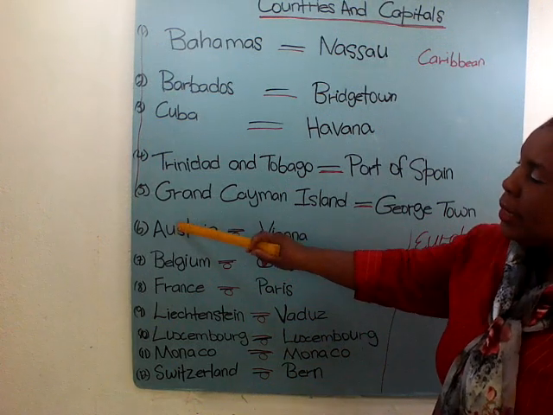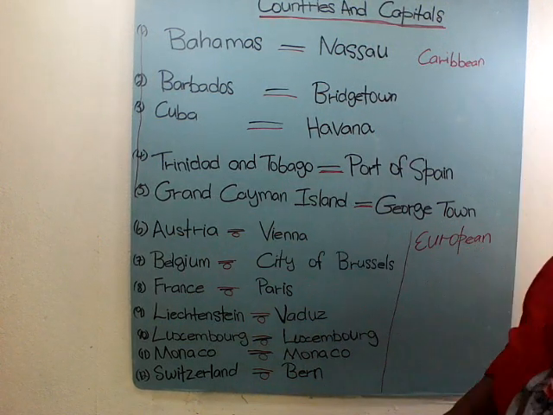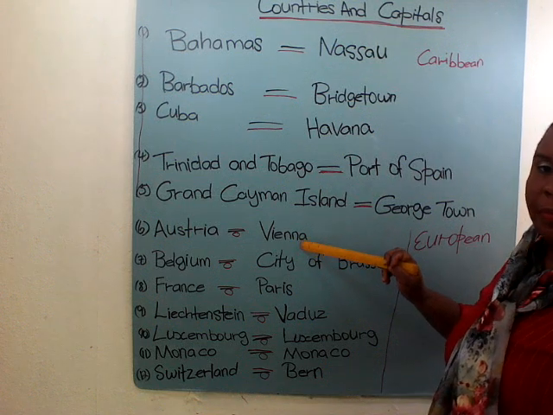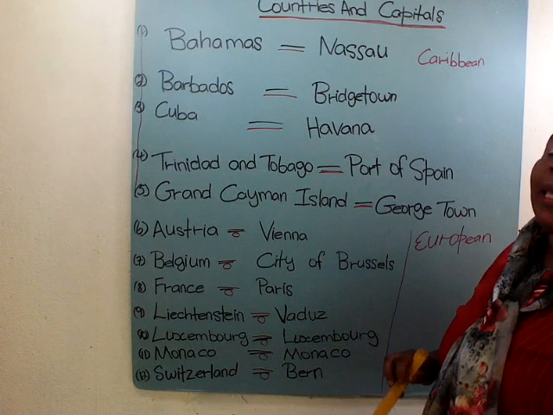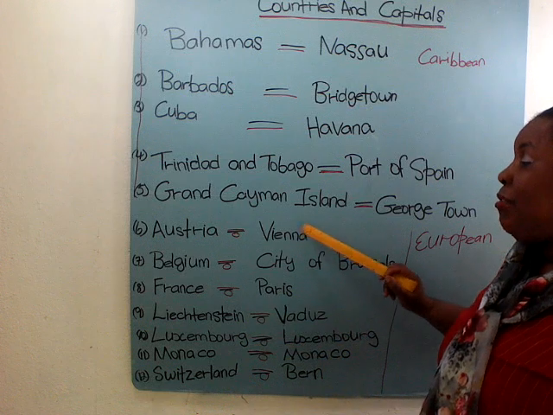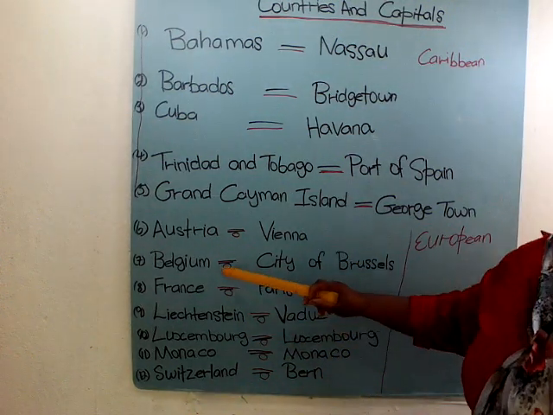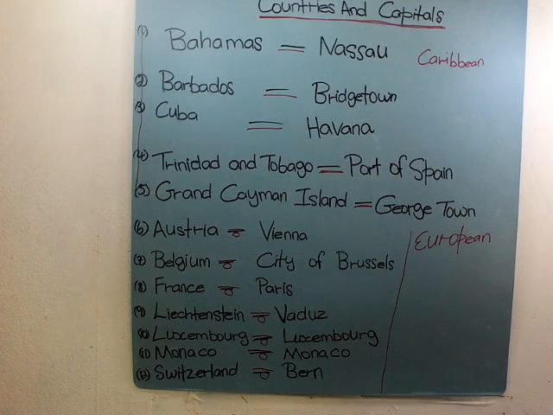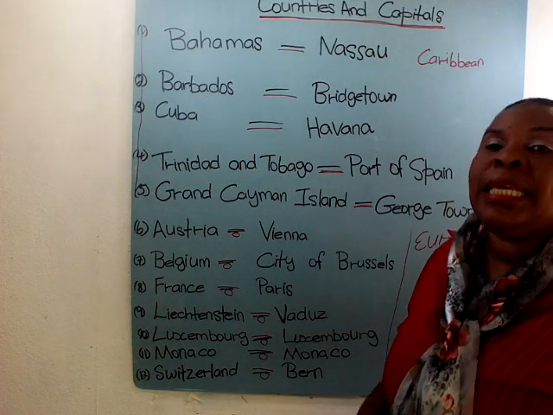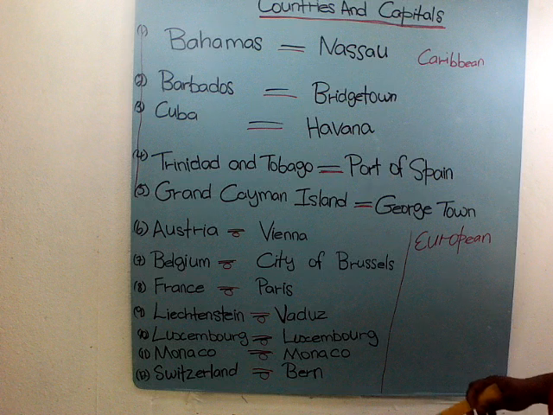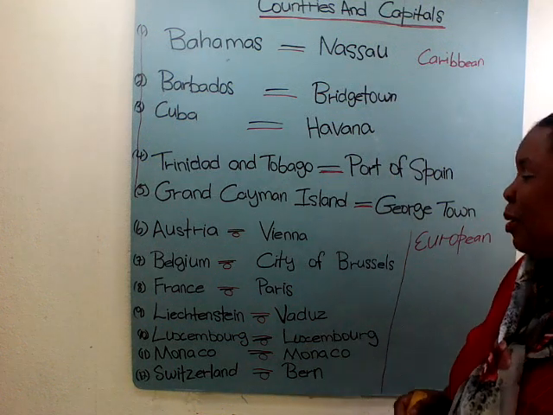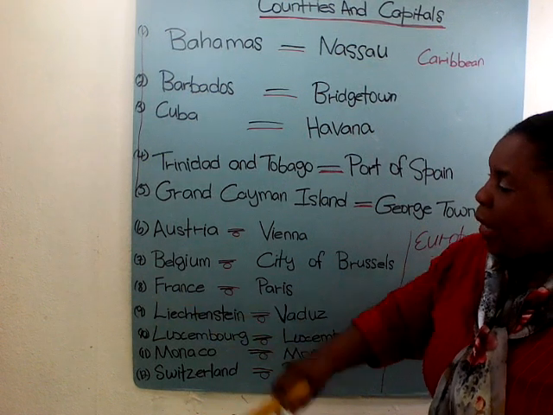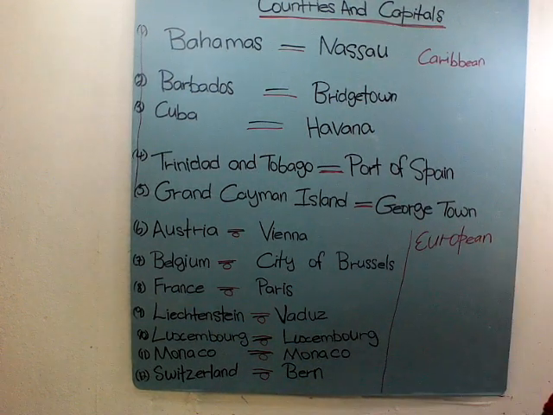All right, let's look at six. Austria, it's Vienna. The capital for Austria is Vienna. The capital for Belgium is the city of Brussels. All right, the city of Brussels. You know, you have Brussels sprouts. That is something that you eat. All right. Number eight, France, Paris.